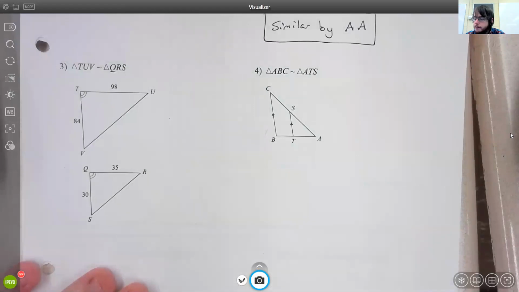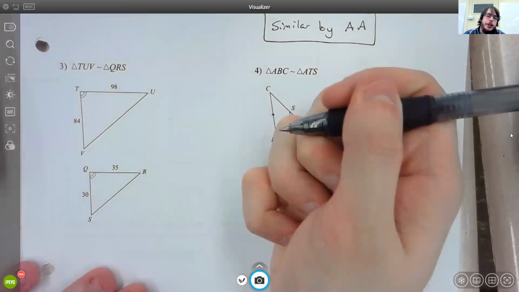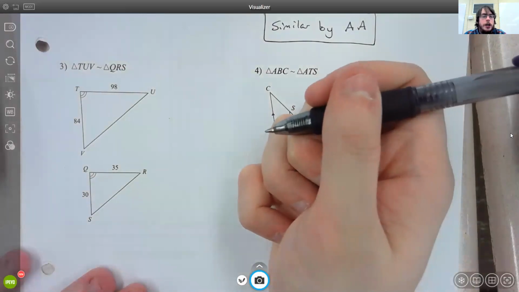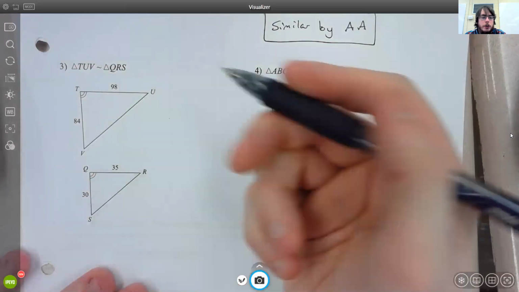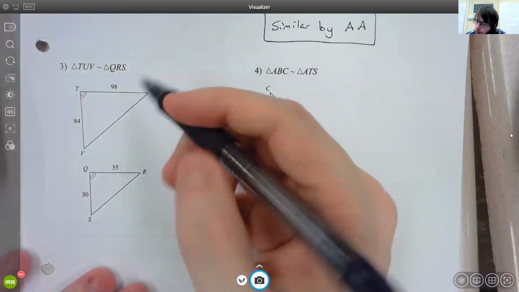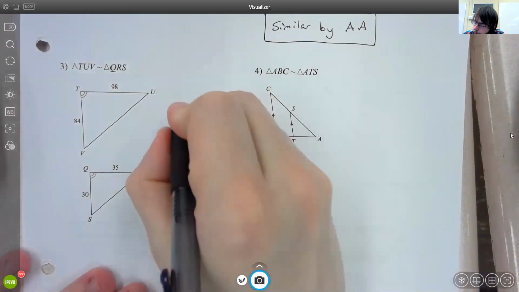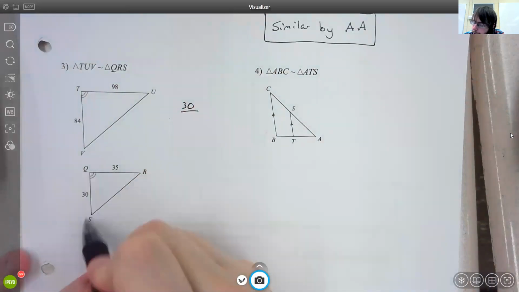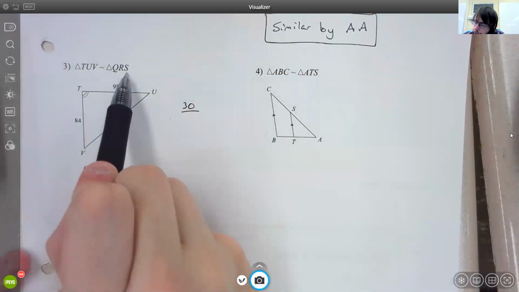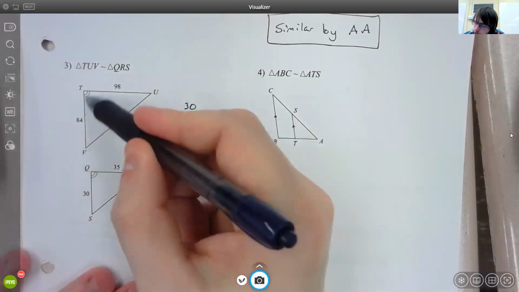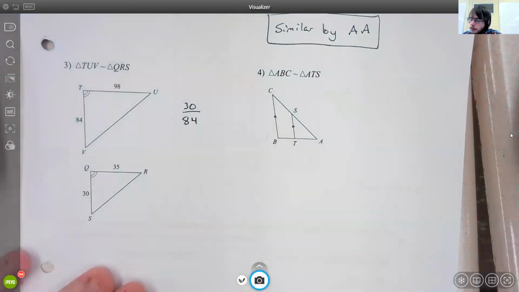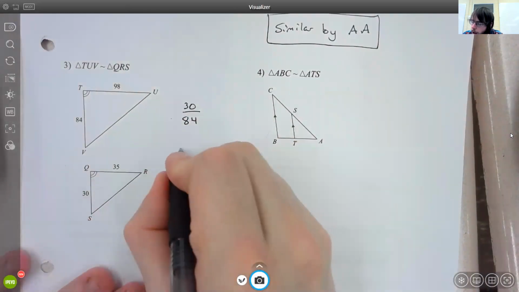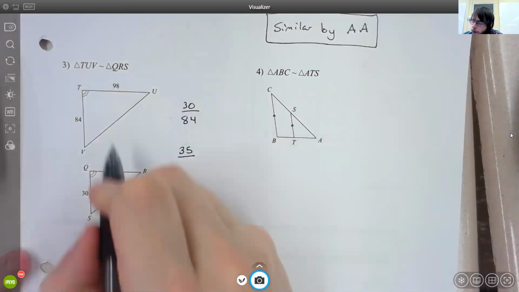Well, to do that, we need to make sure that our sides are proportional. So we're going to set up our ratios. Most people prefer to just start with a small one and go over the big one, but it doesn't matter. So we're going to start with 30, and QS corresponds to TV. So TV is 84. We're also going to do our other fraction, 35 over 98.